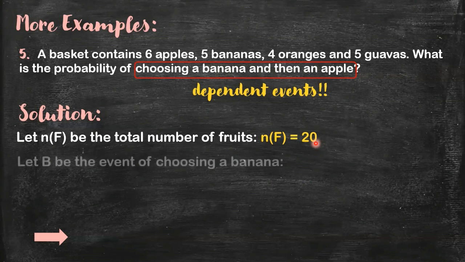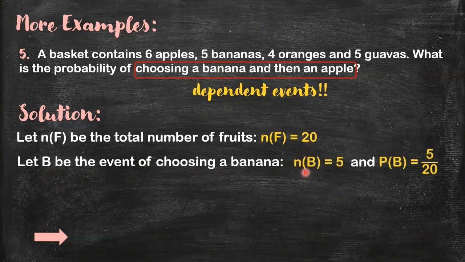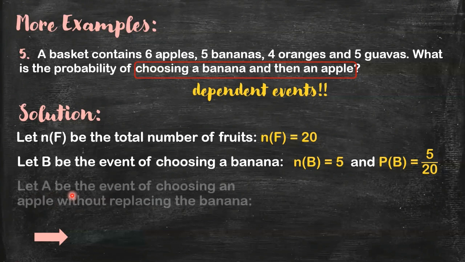All right, next. Let B be the event of choosing a banana. Okay, so what is n of B? Ilan ba ang bananas? 5. So that's why we have this. Okay, n of B is equal to 5. And what is the probability of getting a banana? It's 5 over 20. Okay, okay lang na hindi pa naka-lowest term because hindi pa naman ito ang final answer ninyo.